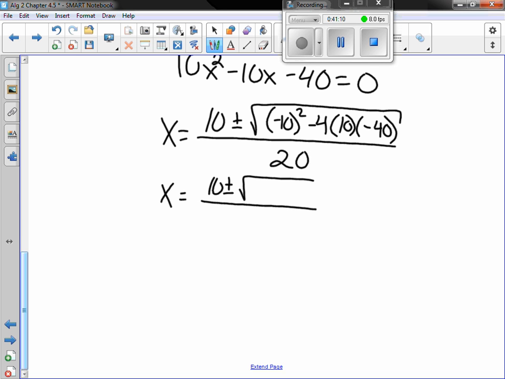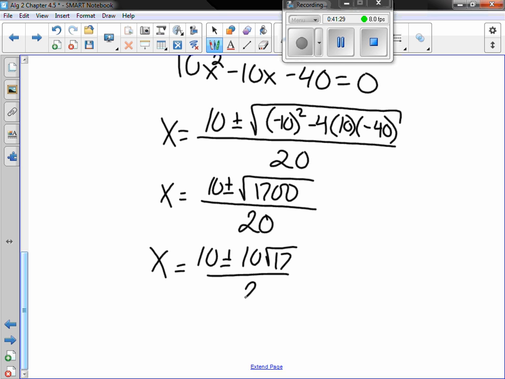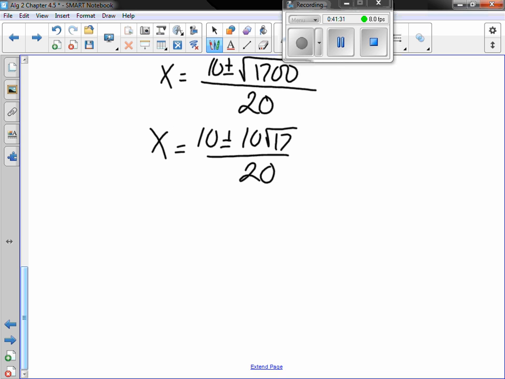Now, negative 10 squared minus 4 times 10 times negative 40 is going to give us 1,700. You can check that at a later time, just to make sure I did this right. And if we simplify this, we would get 10 plus or minus 10 square root of 17 over 20, which is really x is equal to 1 plus or minus the square root of 17 over 2.